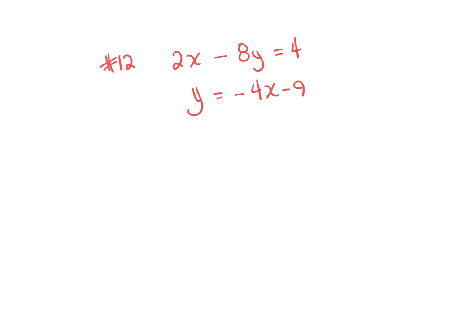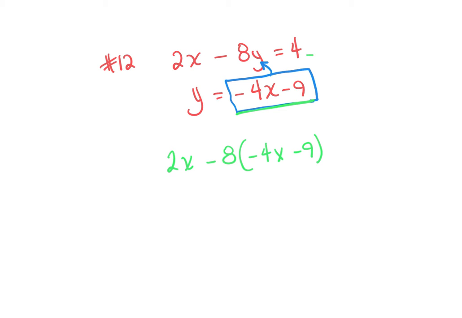All right, so for this one, your y is already by itself. So this is the one we're going to use right here, and we're going to take that and plug it in. When you do this, you're just going to rewrite this guy, say 2x minus 8. And instead of y, we're going to write this entire thing, negative 4x minus 9. And we still have to put the equals 4 here.